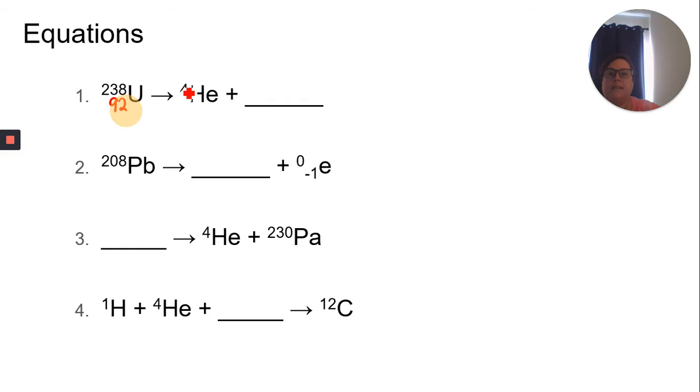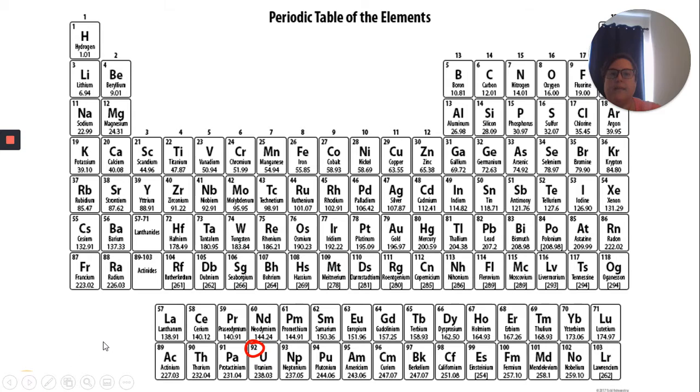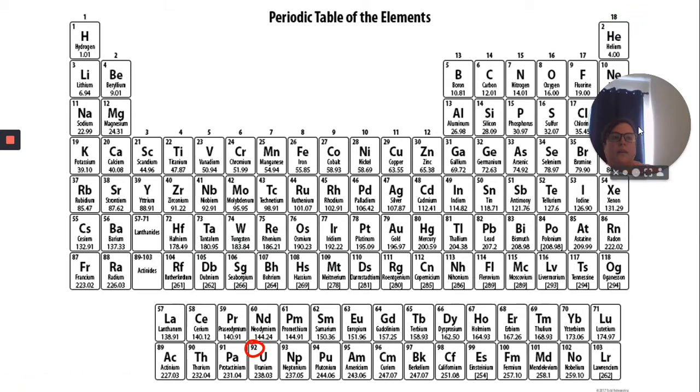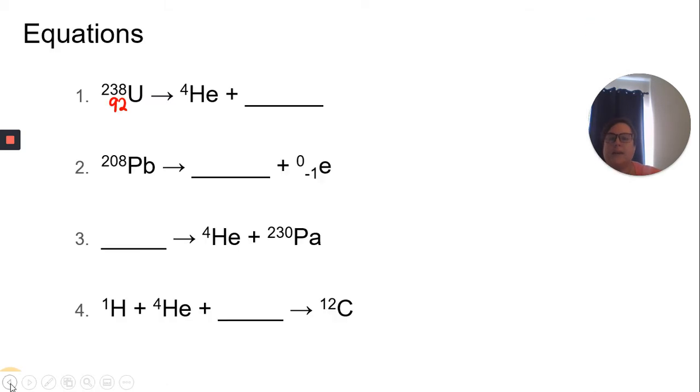Helium, we have the mass number, but we're missing the atomic number. So we go back to the periodic table. Helium is right here. It's number 2. So we're going to take our atomic number and put it down on the bottom. And then it just becomes an algebra problem.